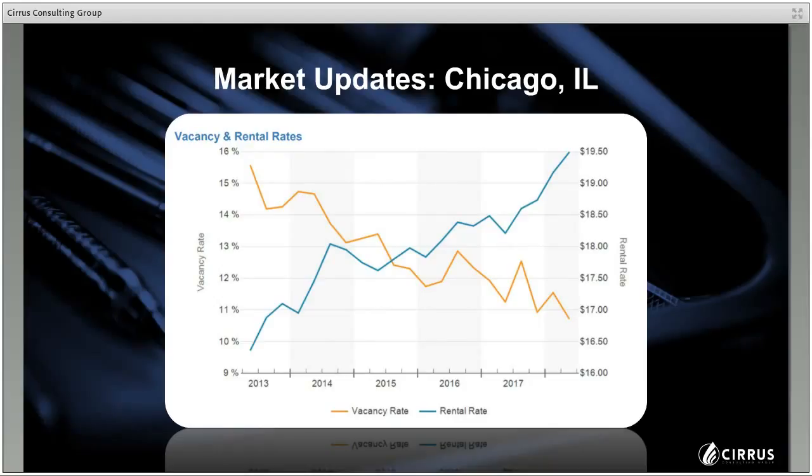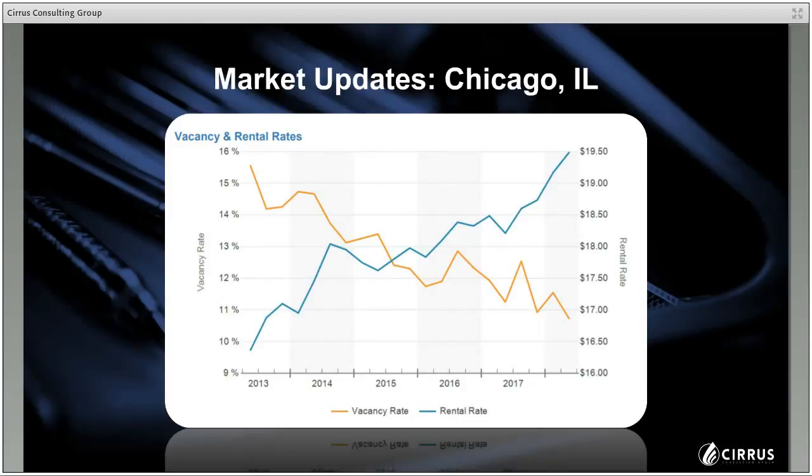Next up is Chicago. Very similar trend in terms of both vacancy rates and rental rates. And as I mentioned, this is the trend that is happening in most parts of the entire country. Right? As you can see, from 2013 until today, vacancy rates in Chicago have been decreasing fairly significantly, from 16 down to about 10.5% today.